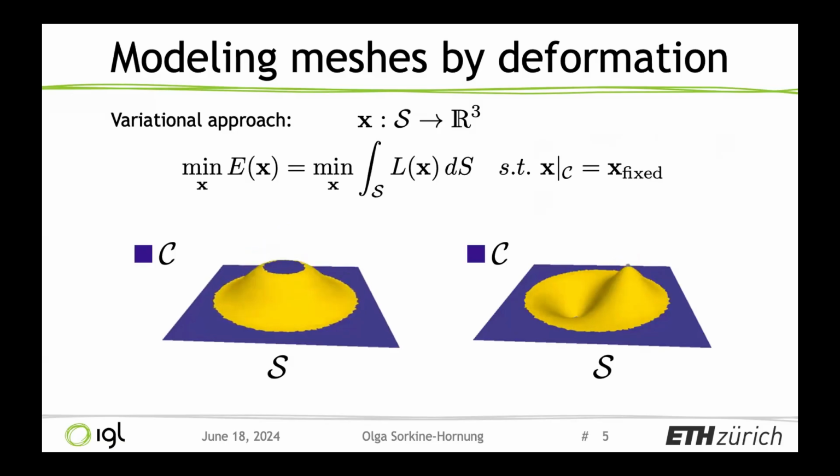And this modification happens via optimization of some kind of energy function or loss function that basically measures the quality of that deformation. So very generally, we call it E. And it can be an integral. Typically, it's an integral of some local properties on the shape that we are measuring.